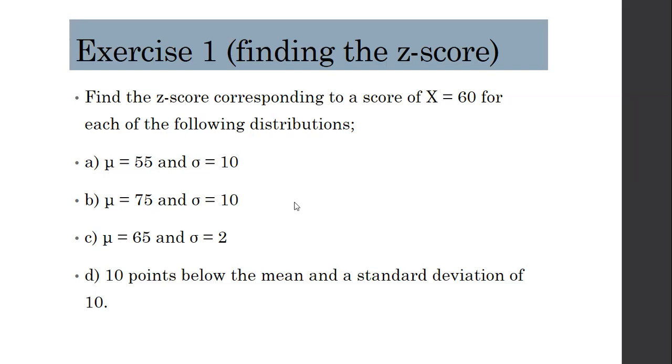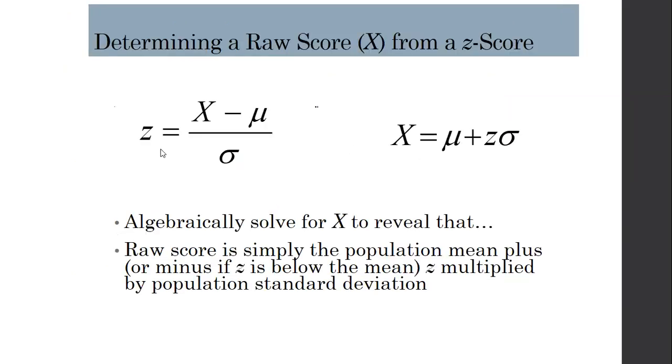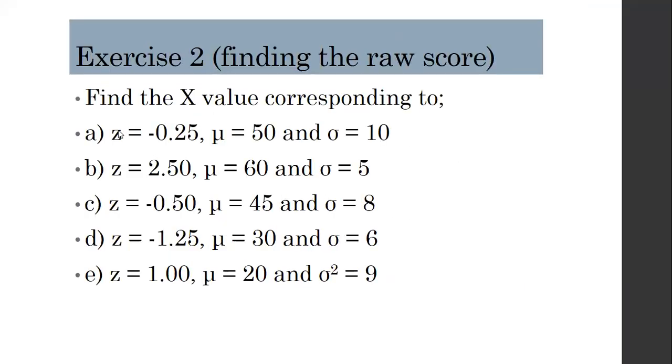Okay, now let's do this and then we get done. So these are the formulas that we're using. Now we are going to this formula. Now we are given... So this is not a multiple choice A, B, C, and D, but we are going to do one by one. So we are starting with this first one. Find the X value corresponding to. So we are given a Z score, we are given a mean score, and we are given standard deviation.